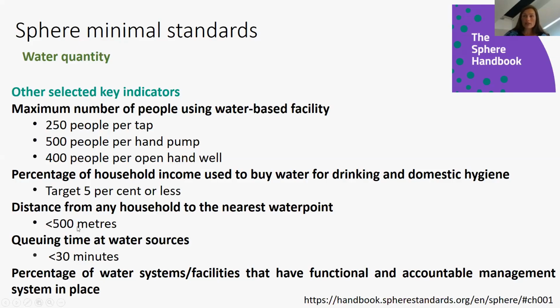So the distance from any household to nearest water point should be kept under 500 meters and the queuing time less than 30 minutes. So basically the other indicators define how you actually measure the standards are being in place or not. For example, you can look at the percentage of water systems and facilities that have functional accountable management system in place, because if they not, there's an issue with sustainability about that.